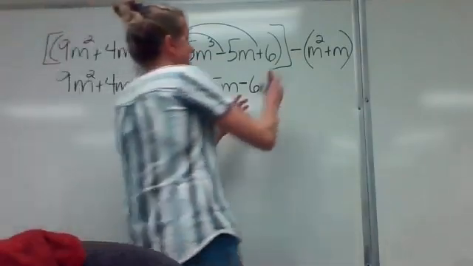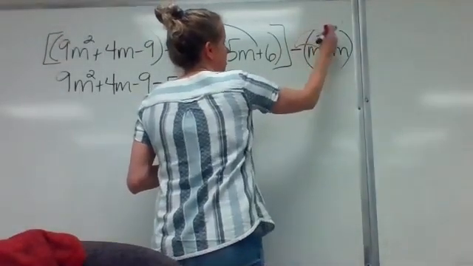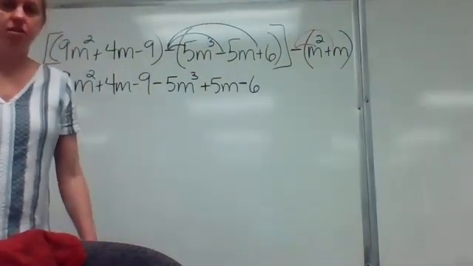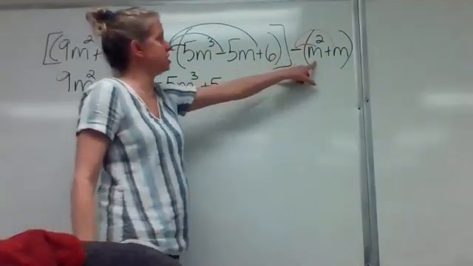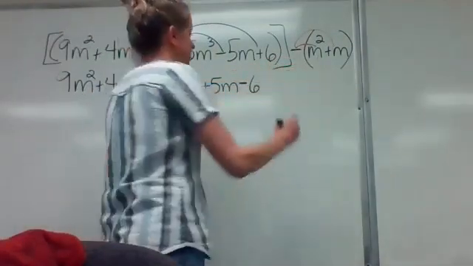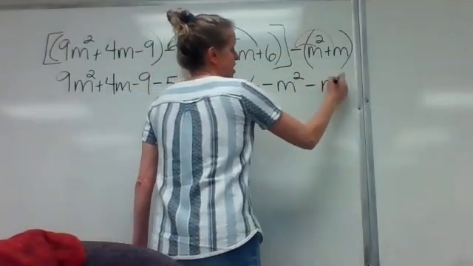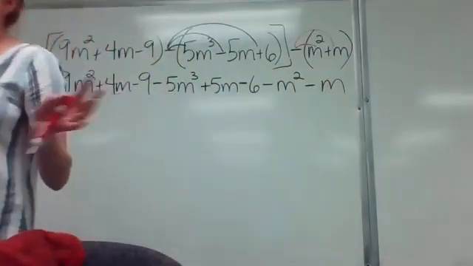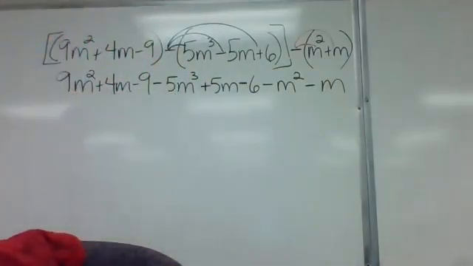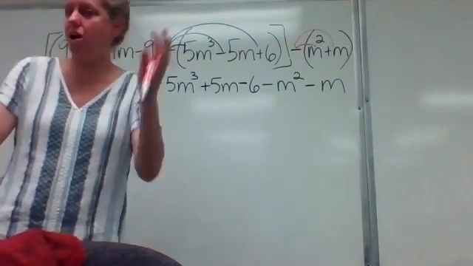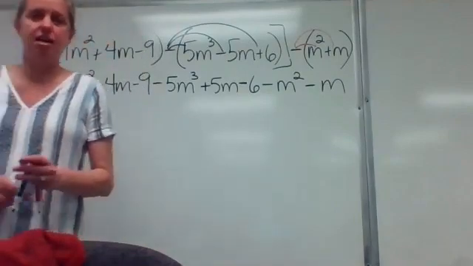I can also go ahead and distribute this negative. So let's see, it turns this into minus m squared. And it turns this into minus m. So now I don't have any parentheses, no brackets, nothing like that. I'm just going to start putting all the same eggs in the same basket.